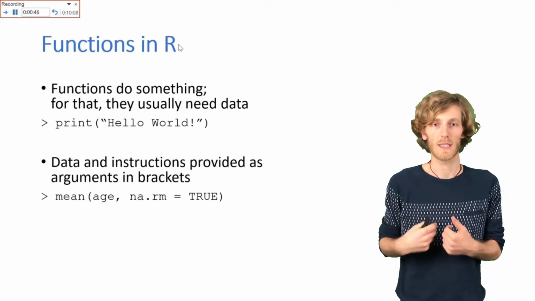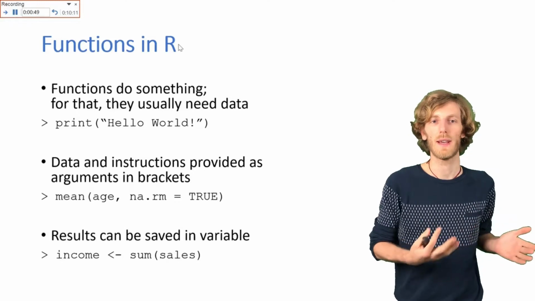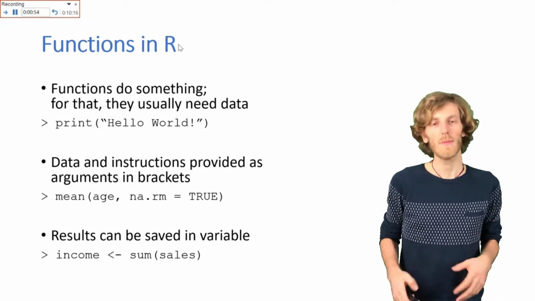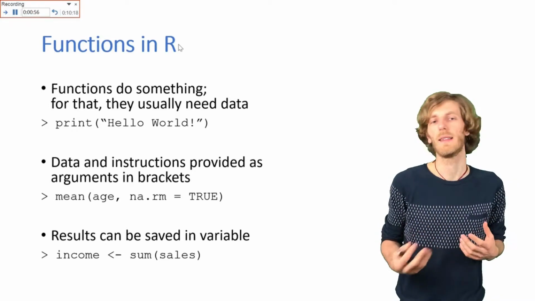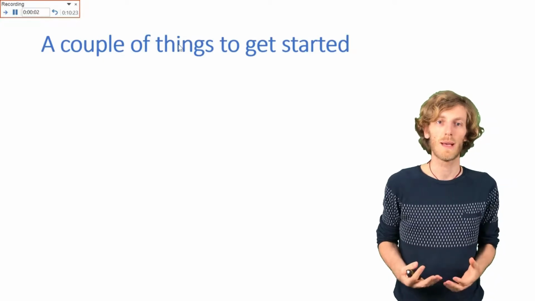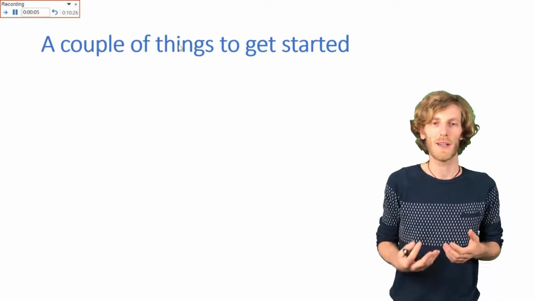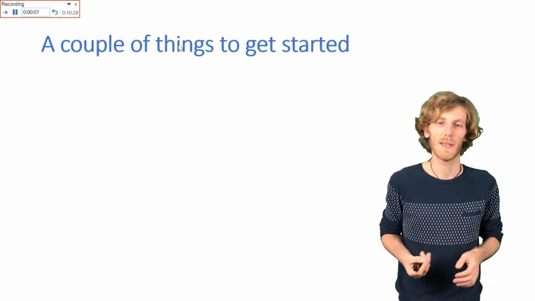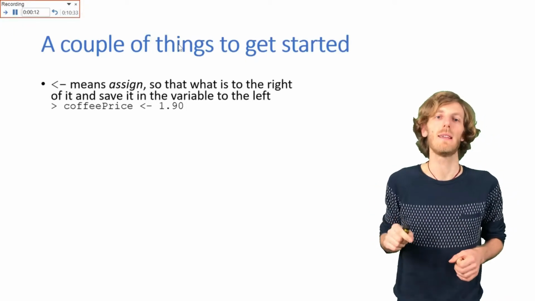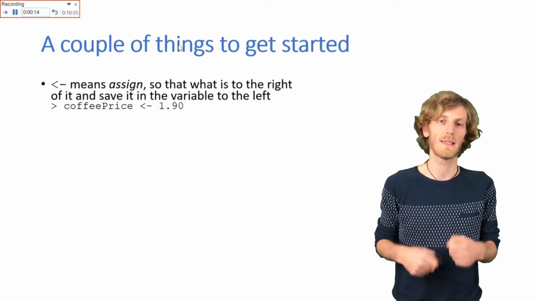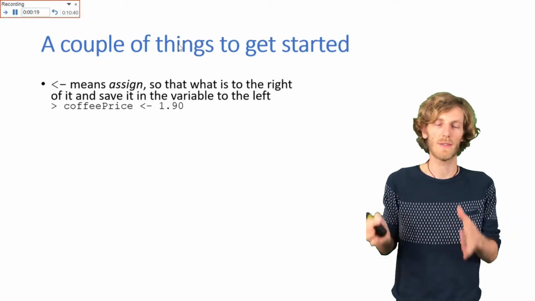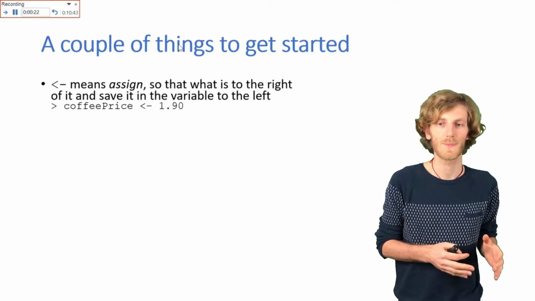The results that a function returns can of course be again saved in a variable for then future use in our analysis. A couple of things to get started, which we'll practice in class, but if you remember them, it will save you quite a bit of frustration when things don't go the way you expect them to go. So the first thing is that this less than minus combination of characters means assign. So we use that whenever we want to take some kind of value, some kind of data point, and assign it to a variable.